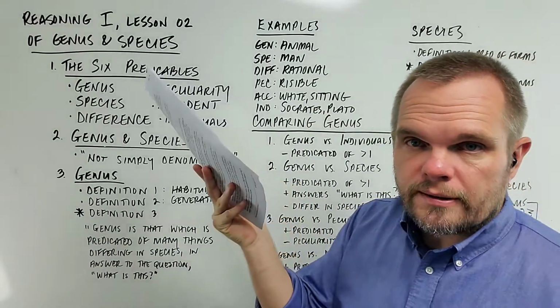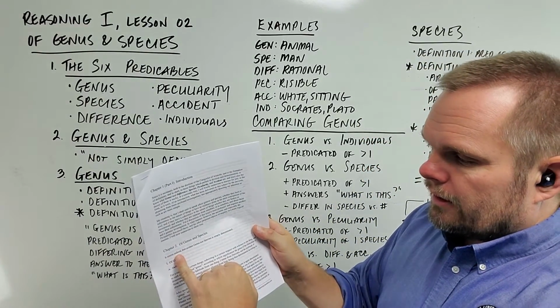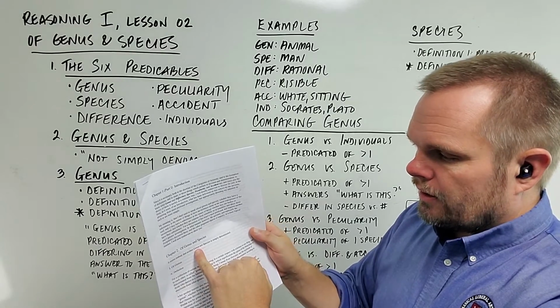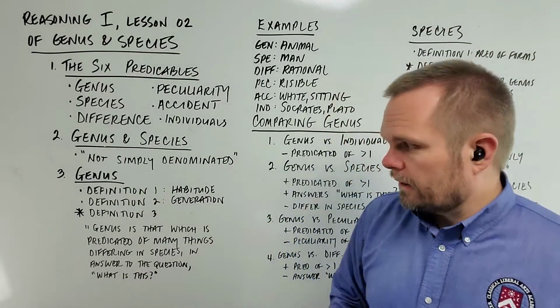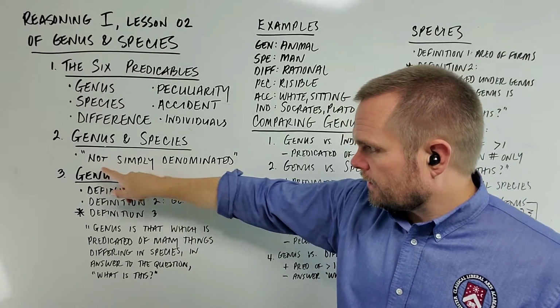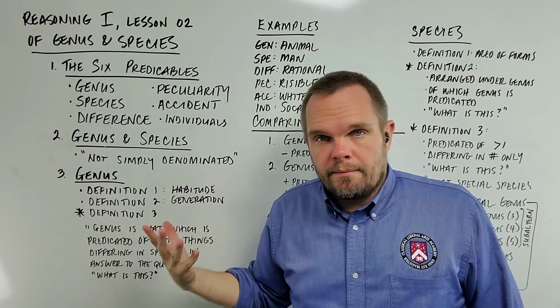And this is just a printout of the lesson. Porphyry says, "It seems indeed that neither genus nor species is simply denominated." And I wrote up here, not simply denominated. Okay? What does that mean?